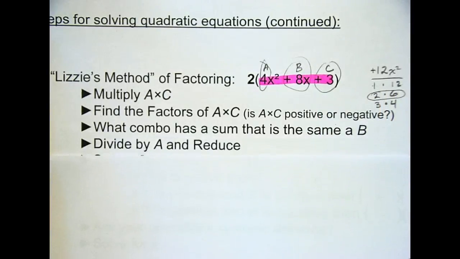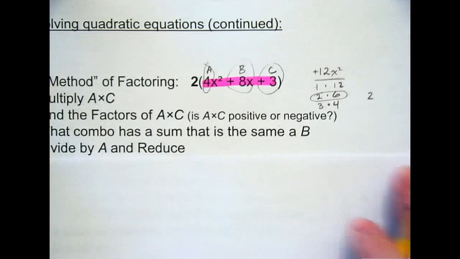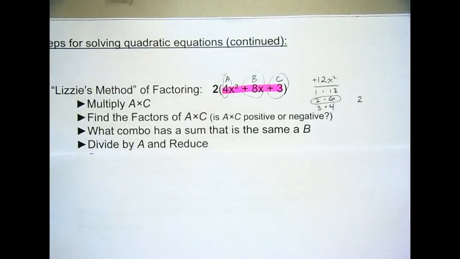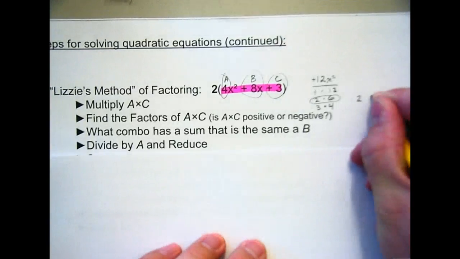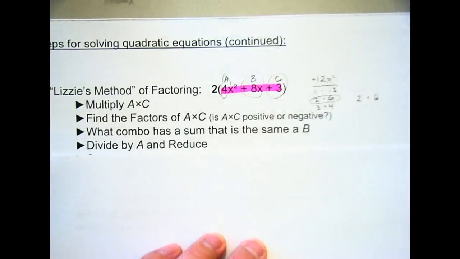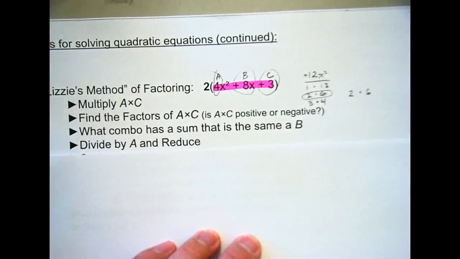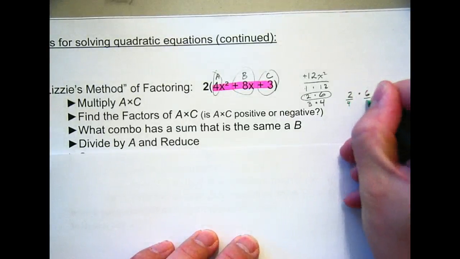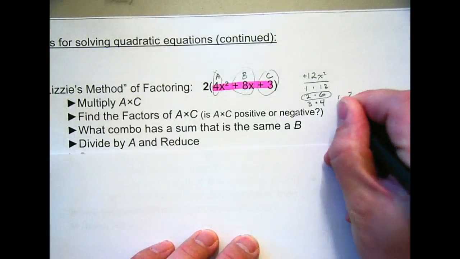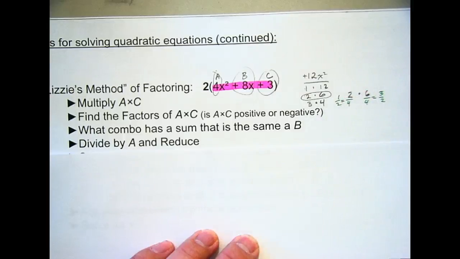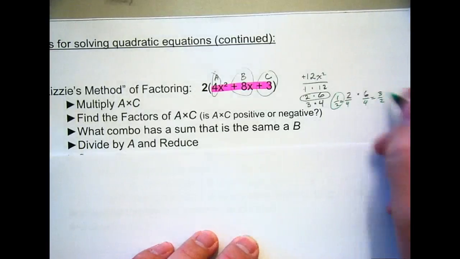Okay? Divide that combo by A and then reduce. So if I take that 2 and that 6 and I divide them by A, my A term is 4. So I'm dividing each of them by 4. Okay. Divide that by 4 and divide that by 4 and reduce. 2/4 reduces to 1/2. 6/4 reduces to 3/2. Okay, I'm now left with that and that.